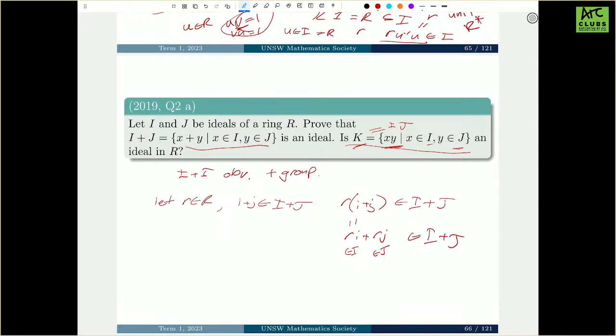We can also just write this as R(I plus J). I'm going to use some fun notation. Equals, I should say it's a subset, subset RI plus RJ equals I plus J.